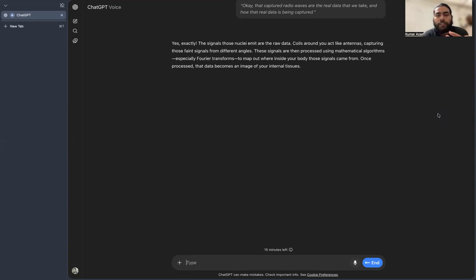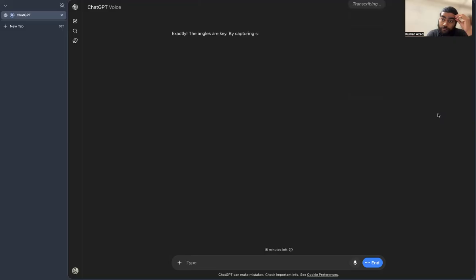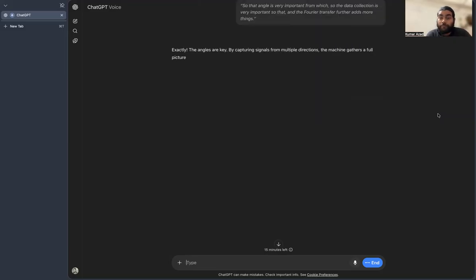So the angle is very important, so the data collection is very important. And the Fourier transform adds more to that. Exactly. The angles are key. By capturing signals from multiple directions, the machine gathers a full picture of the entire region. The Fourier transform is what turns those signals, basically frequency data, into a spatial image. It's the combination of different angles and this mathematical conversion that gives you that crisp MRI scan.